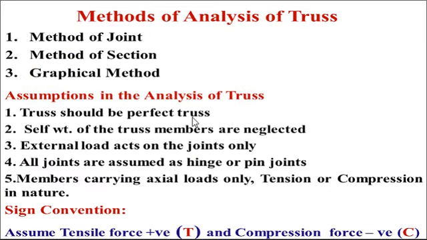Now see the methods of analysis of truss. There are 3 methods of analysis of truss. First one is method of joints. Second one is method of sections. Third one is the graphical method. Method of joints means what? This method is used to find the force in each member of the truss. Each means what? Every member. If you want the force in every member, you should use method of joints.